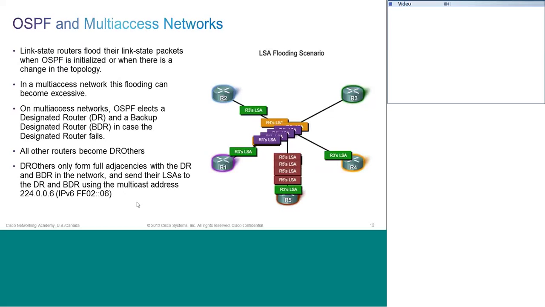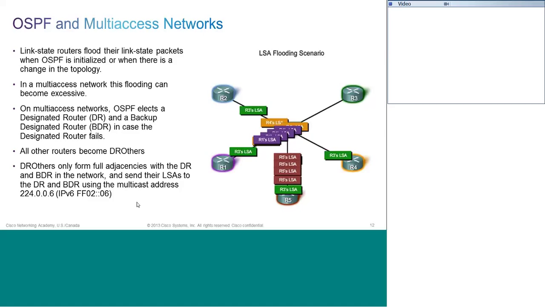The solution to managing the number of adjacencies and the flooding of link state advertisements on a multi-access network such as Ethernet or frame relay is the designated router. On multi-access networks, OSPF elects a designated router to be the collection and distribution point for link state advertisements sent and received. A backup designated router is also elected in case the designated router fails.